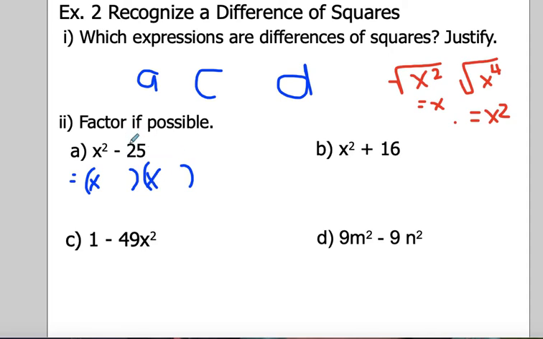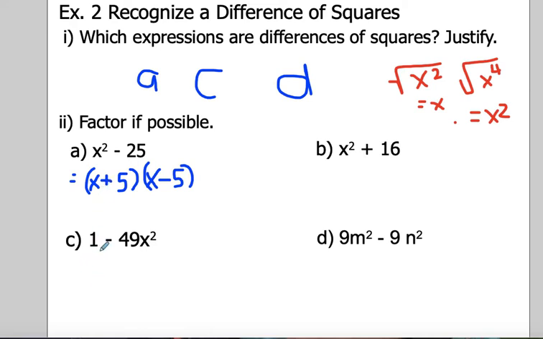Next, you square root the second term. So the square root of 25 is 5. Each bracket gets a 5. 1 gets an addition, like we saw on the first page. 1 gets a subtraction. That is how you do difference of squares.